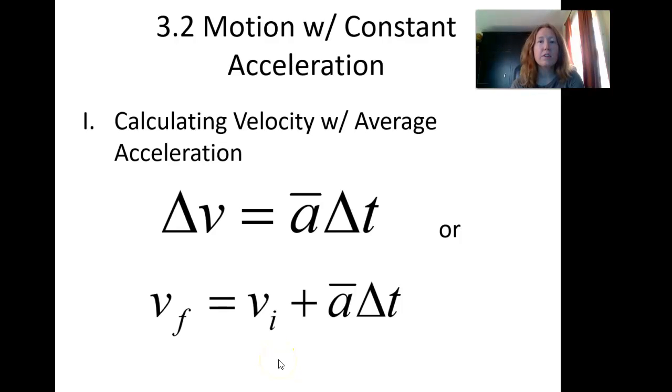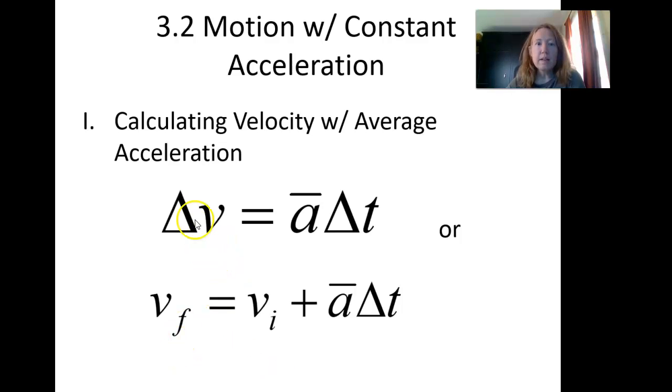These notes are going to cover the different equations in section 3.2, which will probably make more sense when we do problems, but we'll go through the equations and when they're used. So all of these equations are used when something is accelerating, when it has some acceleration number, like 5 meters per second squared or -3 meters per second squared.